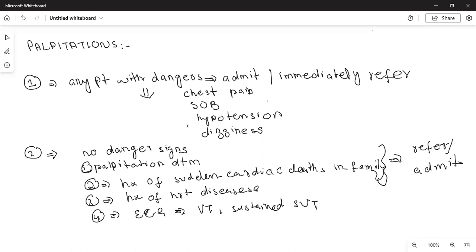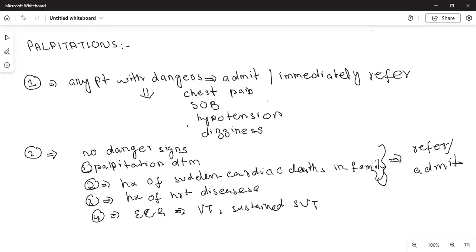Then you are going to refer him based on only the history of sudden cardiac death in the family or only history of heart disease, because you have found out, the main point here is finding out whether you can classify according to the risk. So this person is also very high risk. You are going to either immediately refer if you are in the GP, or you are going to admit if you are in the hospital.